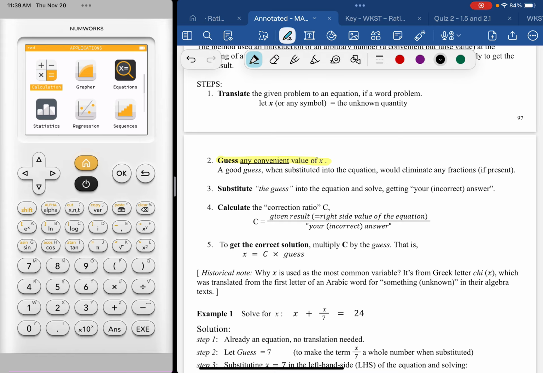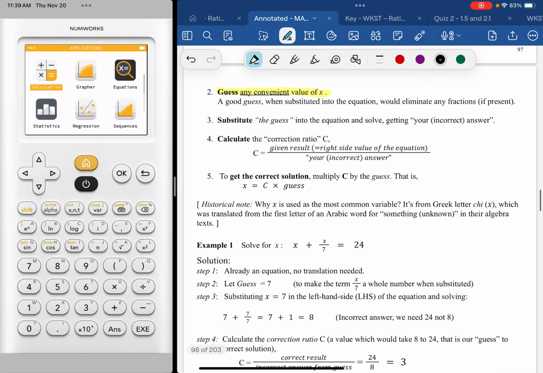You substitute it in, and hopefully the value that you selected will eliminate any fractions if there are any. By substituting that guess into the equation, you'll most likely get an incorrect answer. If you luck into the right one, great. But then, assuming that the value that you guessed was incorrect, we would come up with what we call the correction ratio, which is the given result, the value that you're aiming for, divided by your incorrect answer.